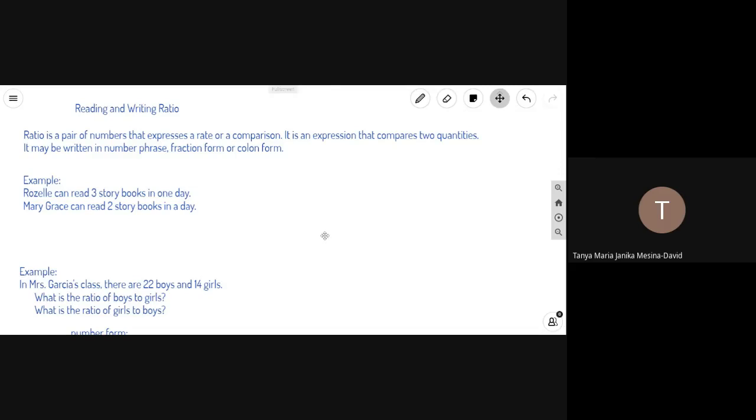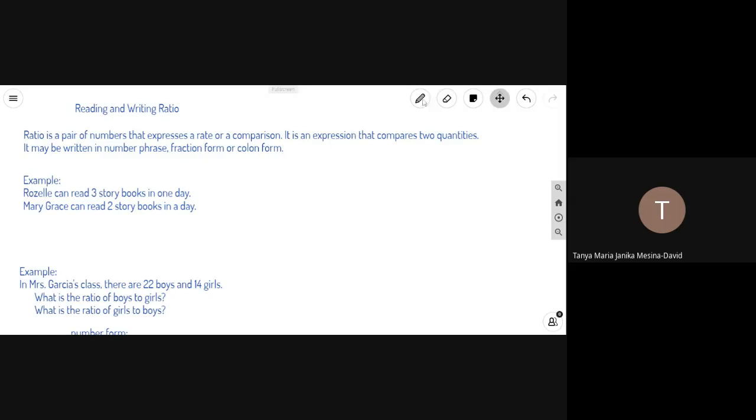In this video, we will be discussing reading and writing ratio. Now, what is a ratio? A ratio is a pair of numbers that expresses a rate or a comparison. It is an expression that compares two quantities. It may be written in number phrase, fraction form, or column form.